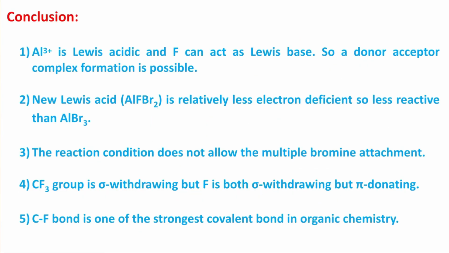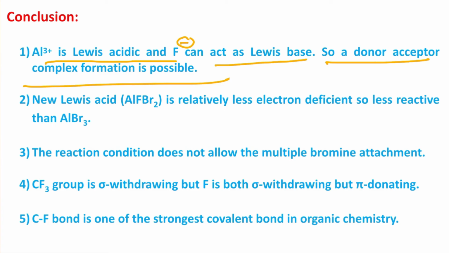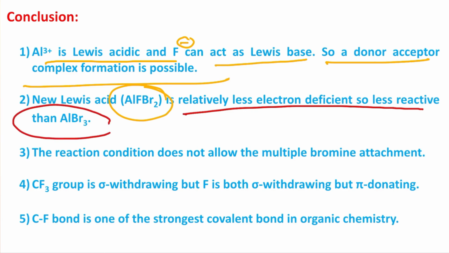So in conclusion, what you have learned today: aluminum 3 plus is a Lewis acid, and in this case fluoride minus can act as a Lewis base because of its lone pair of electrons. So donor-acceptor complex formation is possible. The new Lewis acid, AlFBr2, is relatively less electron deficient, so less reactive than AlBr3 for such aromatic nucleophilic substitution, and overall the reaction conditions don't allow multiple bromine attachment.